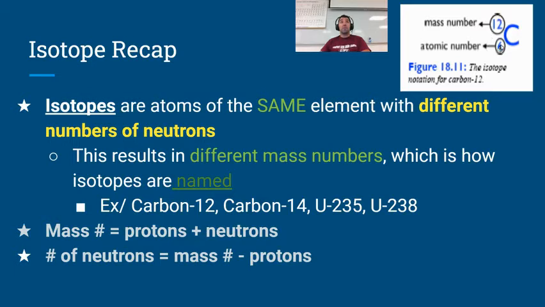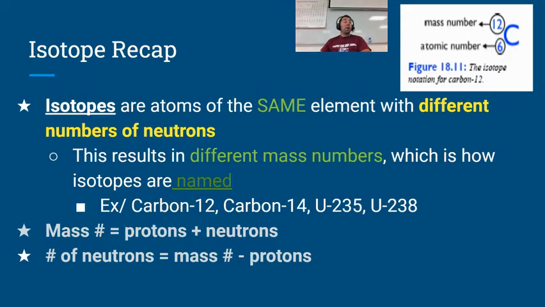So since we have 6 protons and our mass number is 12, that means we take 12 minus 6 and we get 6 neutrons as well. Okay. Now, isotopes are generally identified by their mass number. So that's 12 for this specific situation. So that's why I called this carbon 12. Okay. If the mass number was 13, this would be carbon 13, and so on.